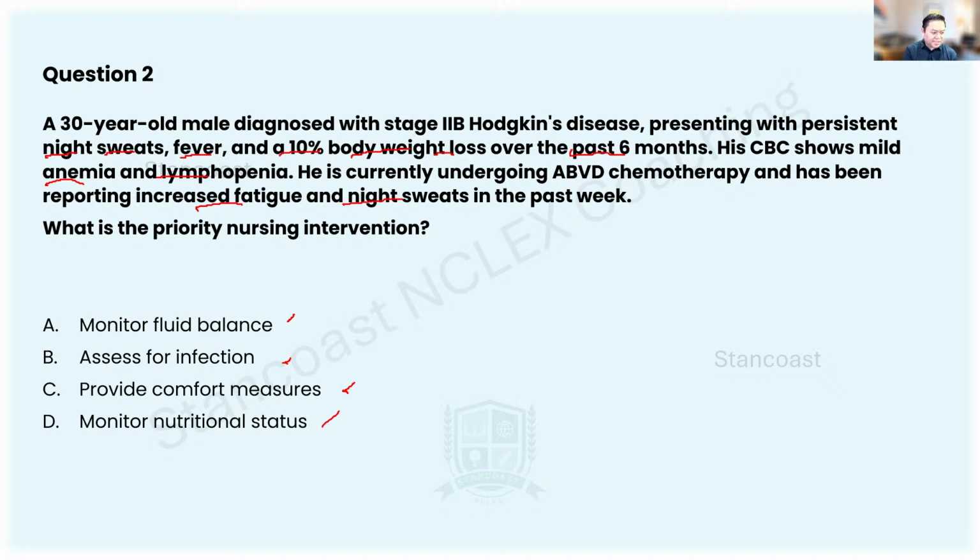We are seeing C's, B, B. Okay. Our patient is in stage 2B Hodgkin's disease. Well, let's take a look at option letter A, monitor fluid balance. Do you think this is going to be the priority nursing intervention? We know that monitoring fluid balance is actually a good intervention, but it is a secondary intervention, not a primary.